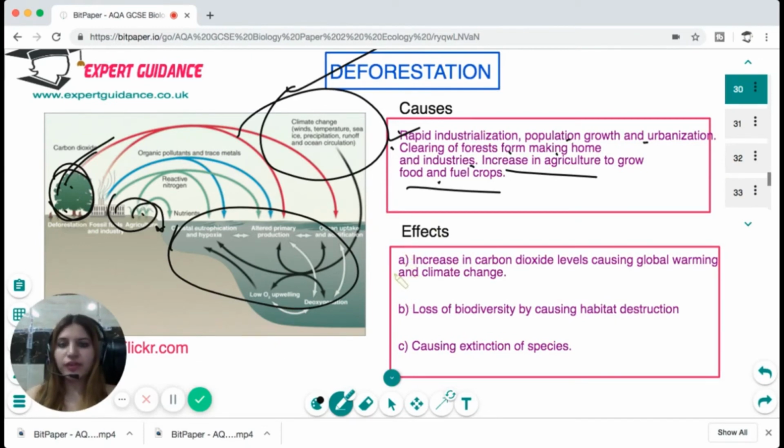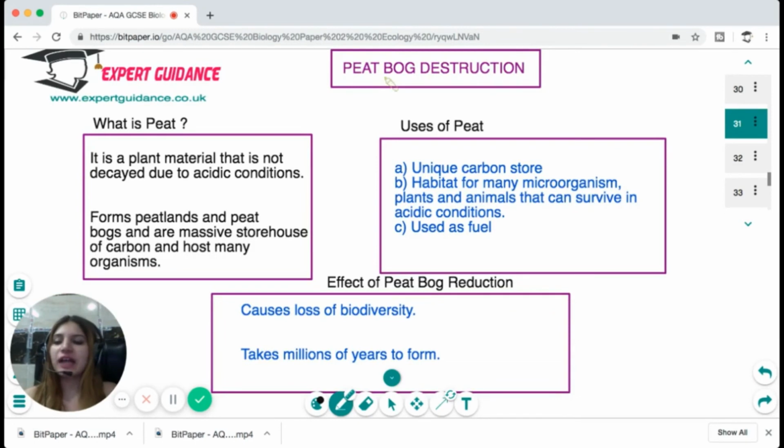So deforestation is causing an increase in carbon dioxide level, causing global warming and climate change. It is causing loss of biodiversity due to habitat destruction, and it has also caused extinction of species because due to rapid climate change, the species are not able to adapt themselves. Now there's another important concept of peat bog destruction.